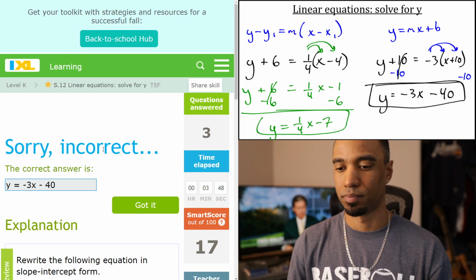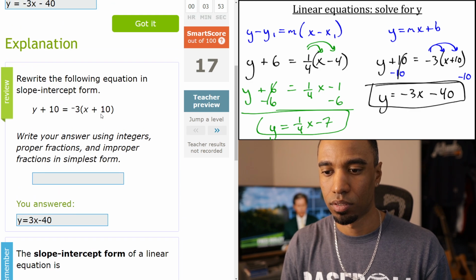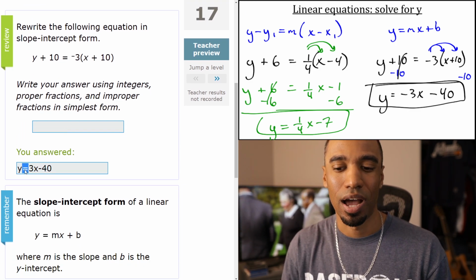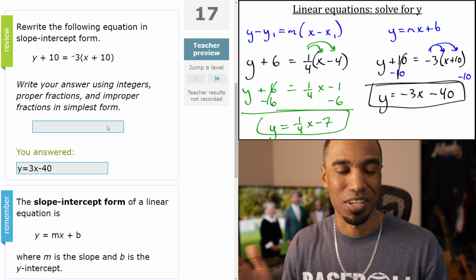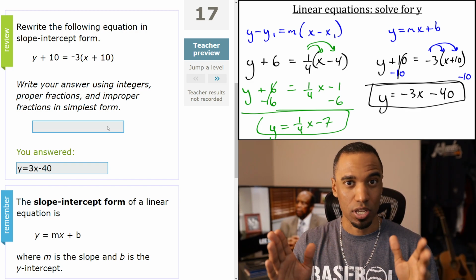All right. Oh, I did something wrong. See, that's why we don't do that. What did I do wrong? Oh. That minus was for the 3x. I didn't put the equal sign. See, I made a mistake. Sorry, the first time I didn't put the equal sign.